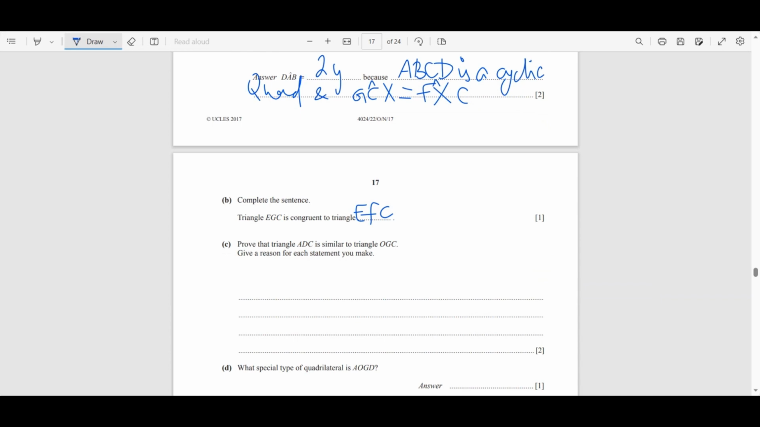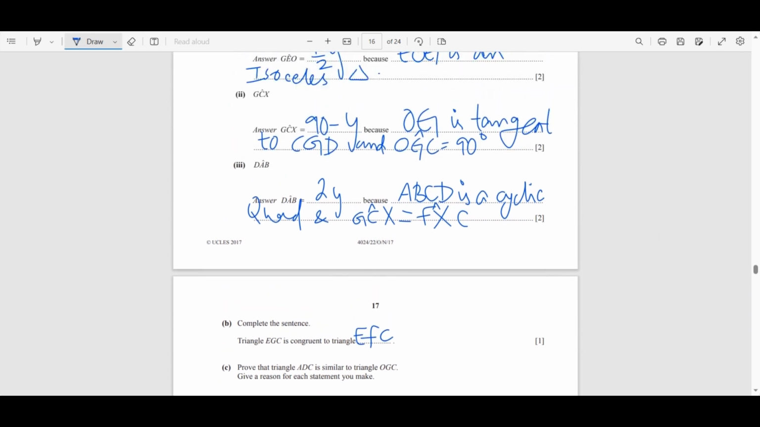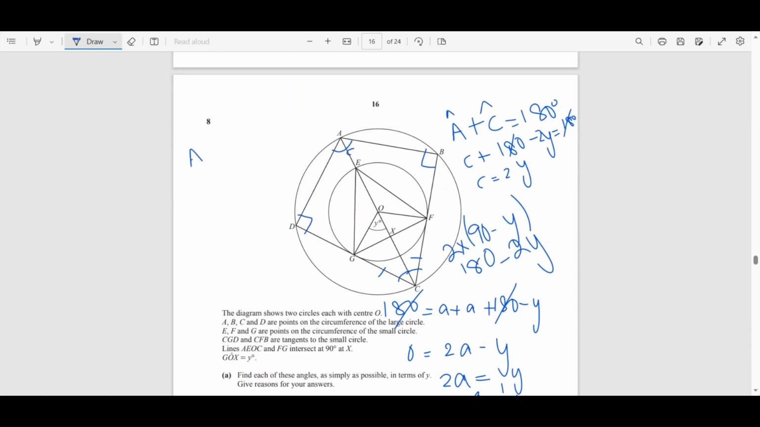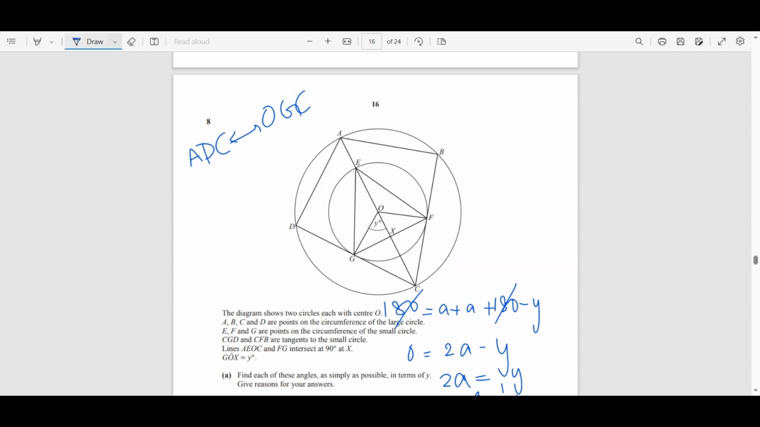Okay, prove that ADC is similar to OGC. We need to prove this. Let me erase everything else. Because we are not given any sides, in order to prove similarity, the only option is double A. If we prove this somehow, we will be able to prove their similarity.